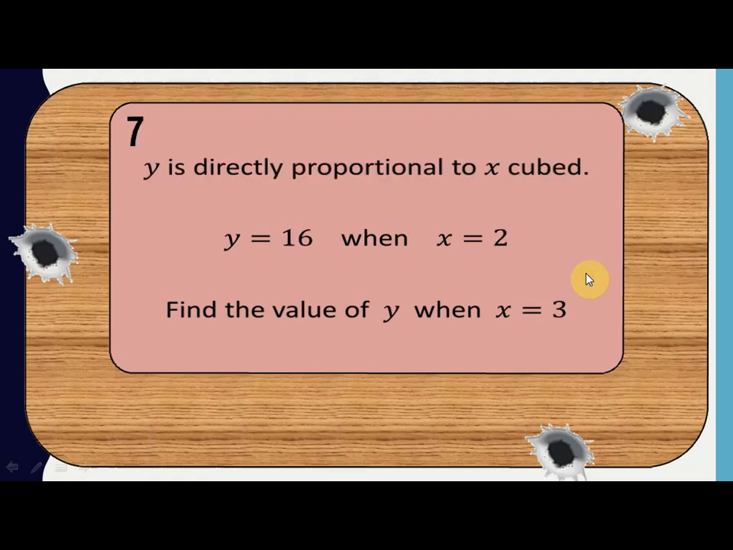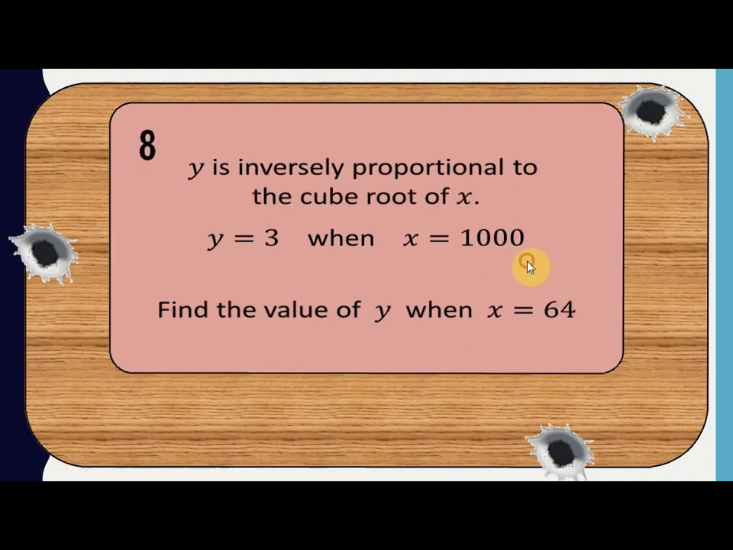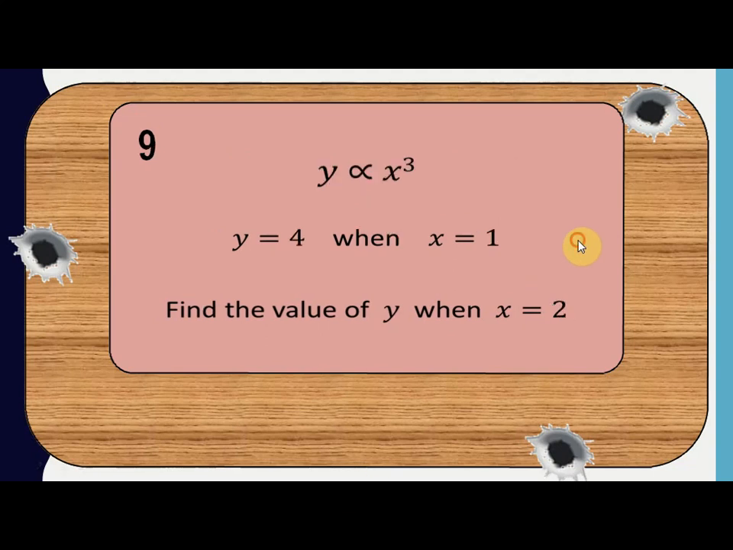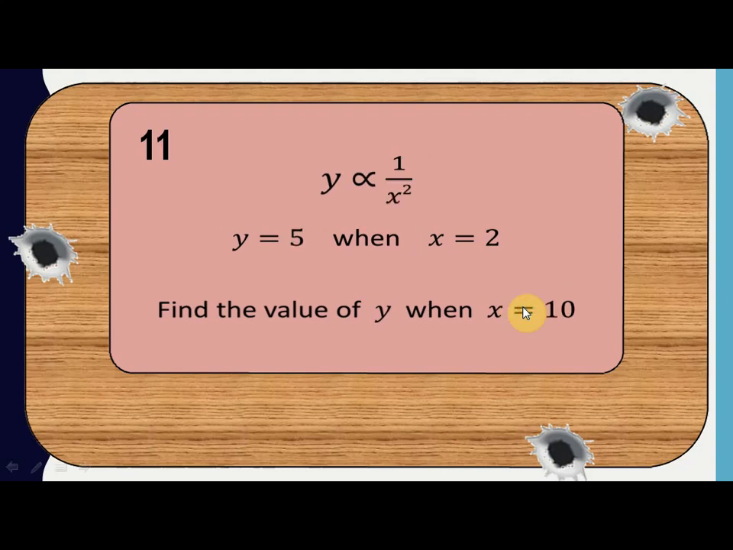And question number 7 is y is inversely proportional to x cubed, or x cubed means x power 3. Question number 8 is y is inversely proportional to the cube root of x. Question number 9 is y is directly proportional to x cubed. Question number 10 is y is directly proportional to the cube root of x. Now you can just put the values of y and x in this equation and calculate the value of K. Then moving on to the second part, each question is the same as the previous ones.